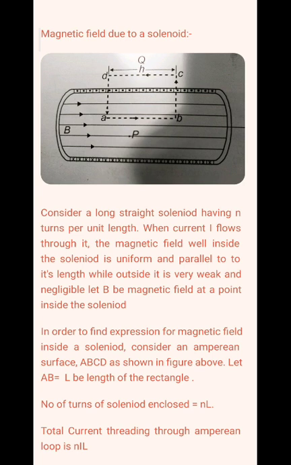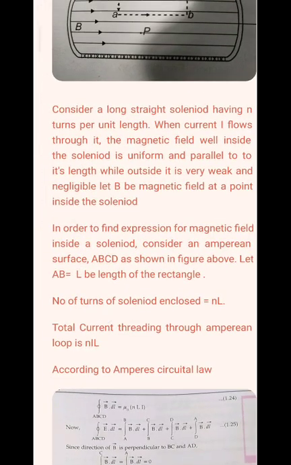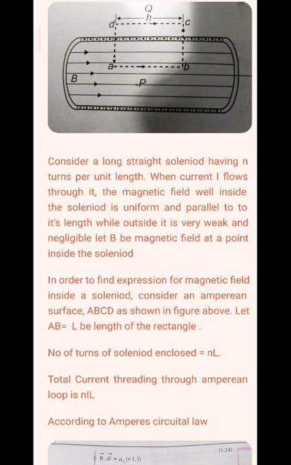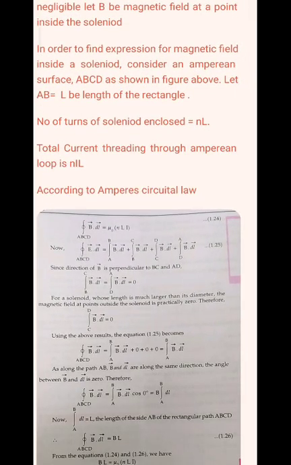Now the length of the path AB is equal to L. If N is the number of turns per unit length, then the number of turns enclosed within the Amperian path is equal to NL, and the total current through the Amperian loop is equal to NIL, where I is the current through the solenoid. Now according to Ampere's law, the integral of B dot dl is equal to mu naught NIL.